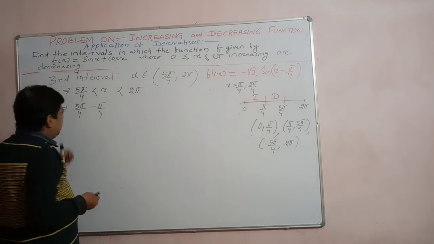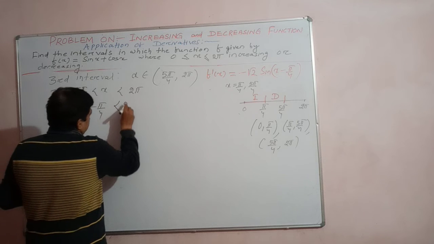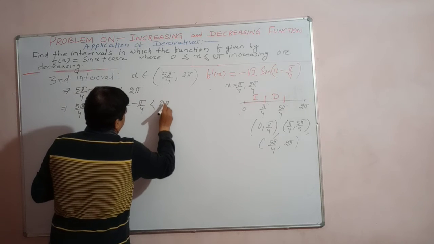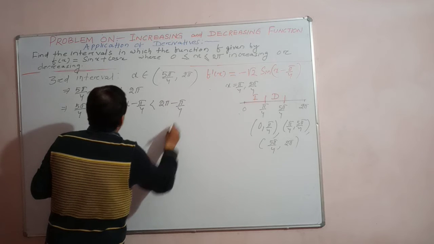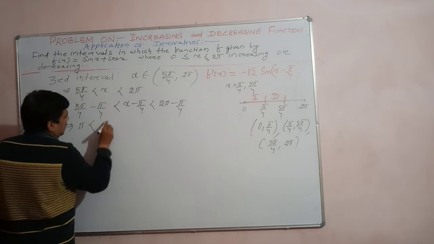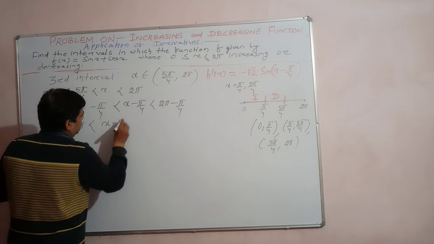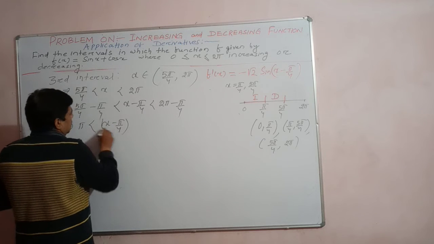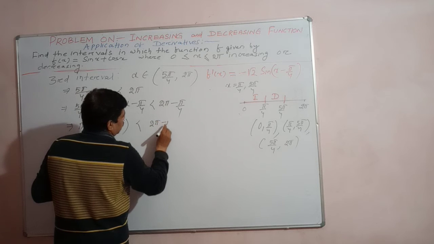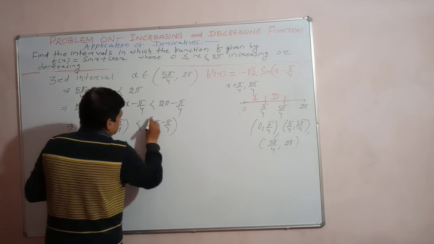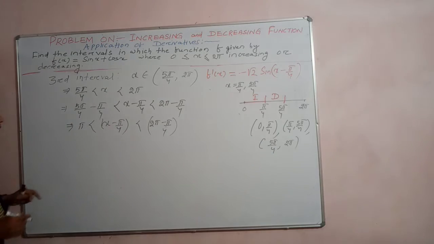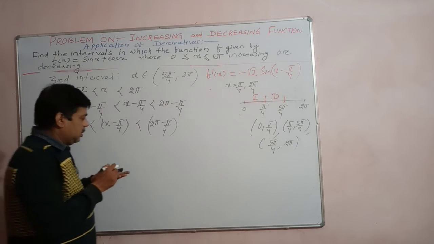So 5 pi by 4 minus pi by 4 is less than x minus pi by 4 is less than 2 pi minus pi by 4. Is it clear? And that is equal to pi less than x minus pi by 4 is less than 2 pi minus pi by 4. You see, 2 pi minus pi by 4, which quadrant does this lie in? So this x minus pi by 4 lies between, look here.